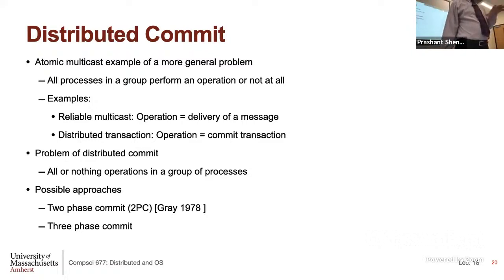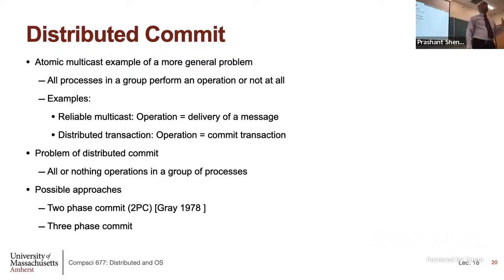Right? So there will be many cases like this where you want an all or nothing property on an arbitrary operation. What the operation is, we don't care. Okay? It's some operation, and either all the processes in the group have to finish or no one finishes. You can't have some processes doing it and others not. This problem is called distributed commit, where the commit says that everybody agrees to have finished that operation successfully, and you want to do this in a distributed manner.